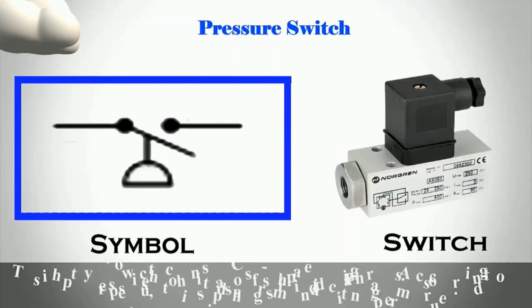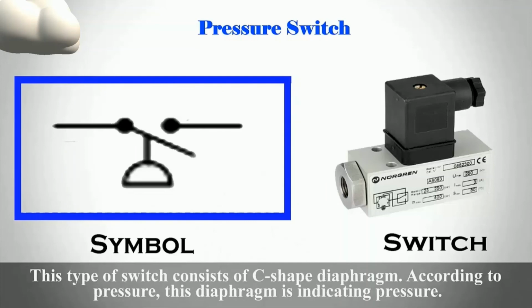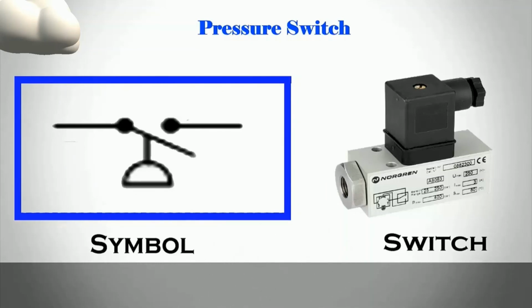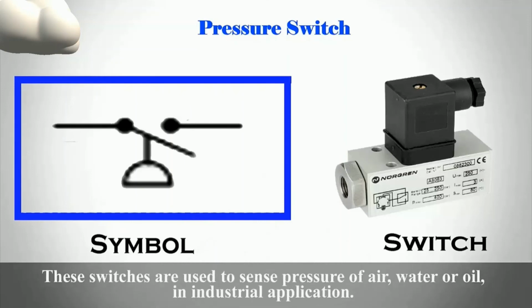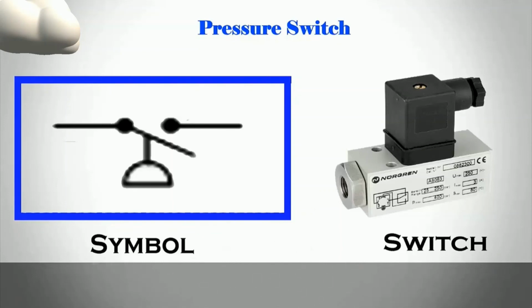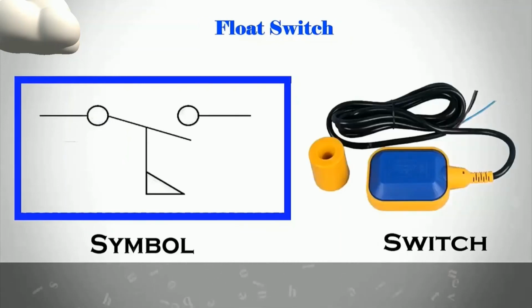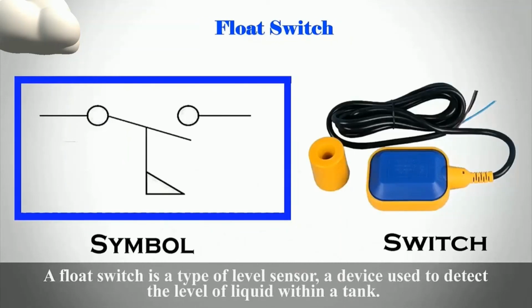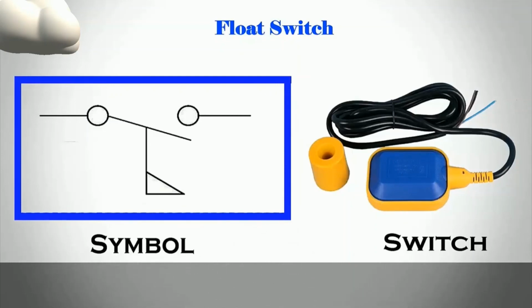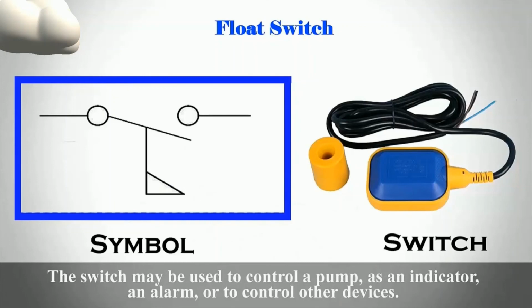This type of pressure switch consists of a C-shaped diaphragm. According to the pressure, the diaphragm indicates the pressure. These switches are used to sense the pressure of air, water, or oil in industrial applications. This switch operates when the pressure of the system is increased or decreased from the set point. A float switch is a type of level sensor, a device used to detect the level of liquid within a tank. The switch may be used to control a pump, as an indicator, an alarm, or to control other devices.